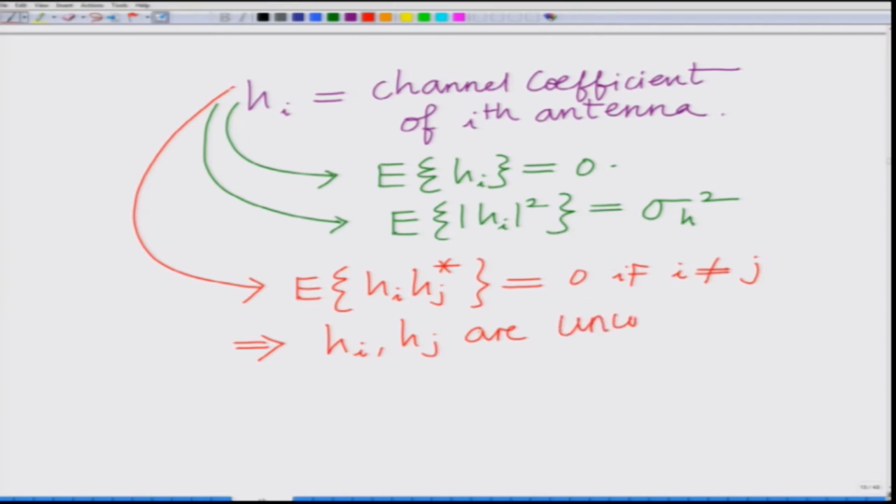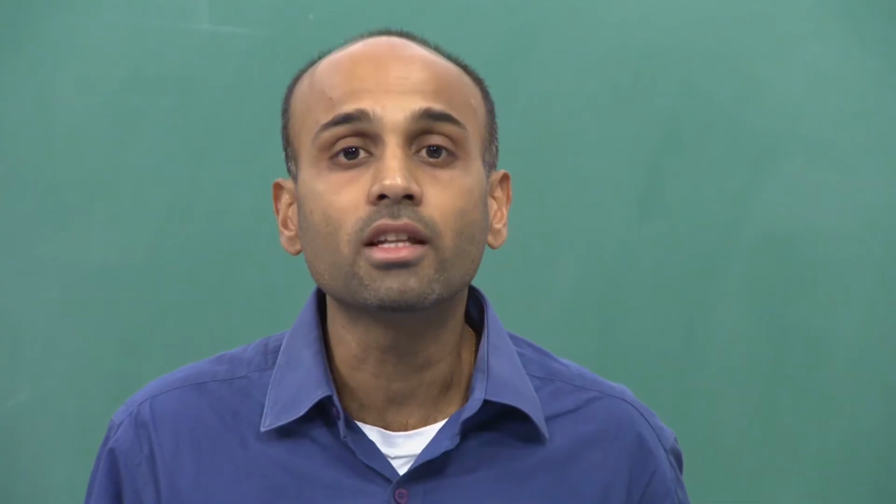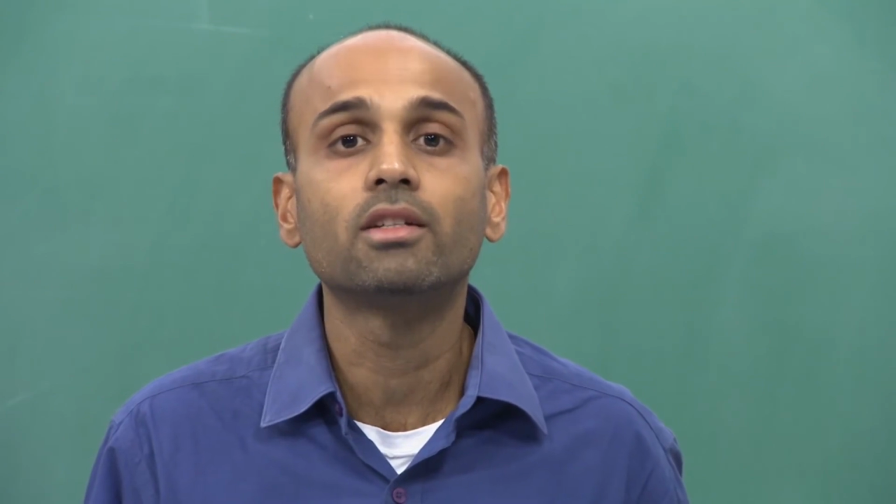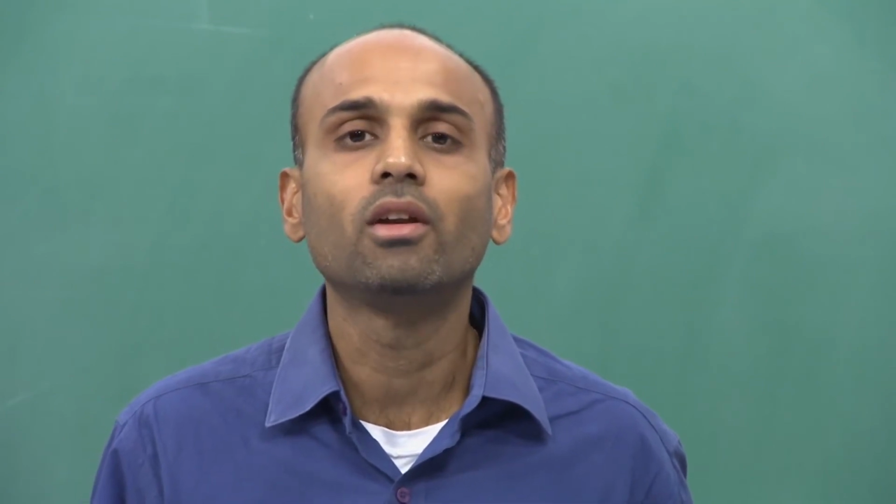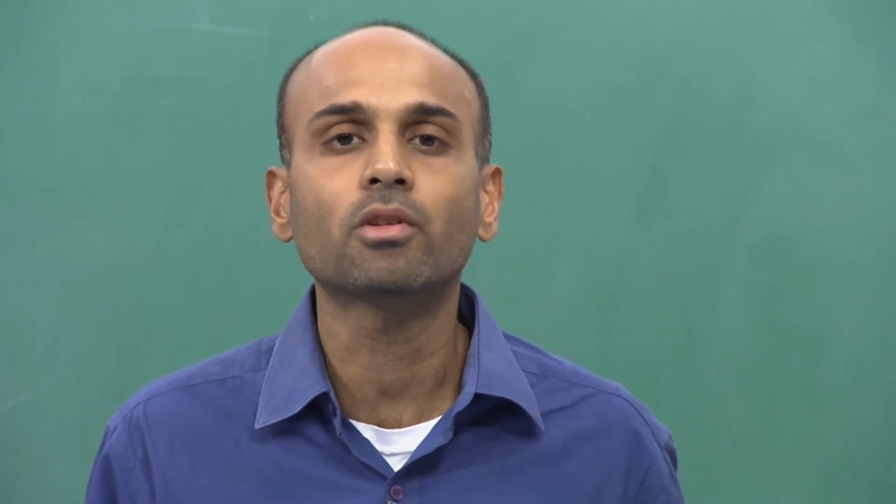Since the covariance is 0, these are uncorrelated random variables. Since the expected value of hi hj conjugate is 0, we can only say that these are uncorrelated. Because we are not assuming hi and hj to be Gaussian, we cannot say that these are independent. All we can say at this point, since we have not made any assumption about the prior distribution of h, is that they are uncorrelated, and that is sufficient for the purpose of LMMSE estimation.